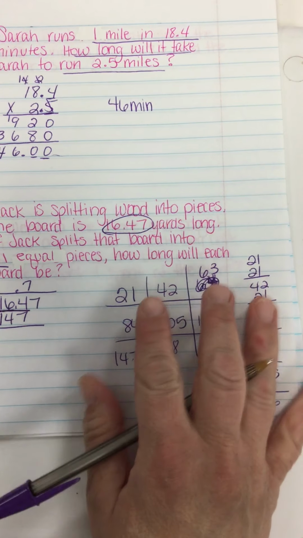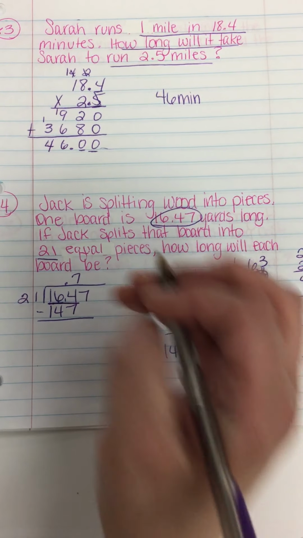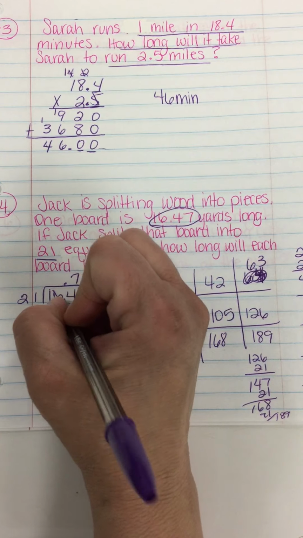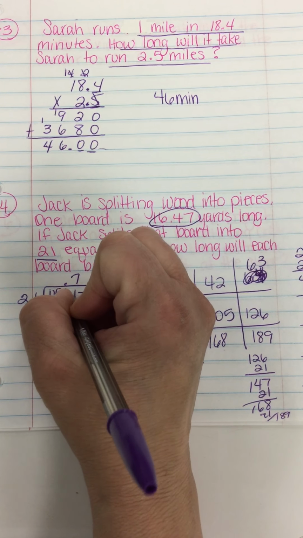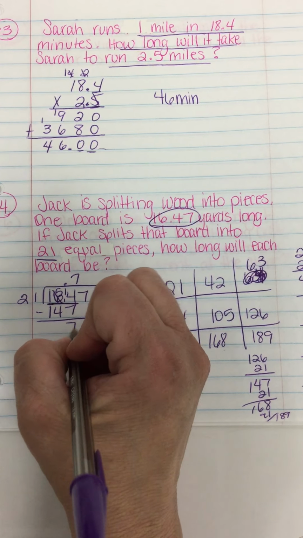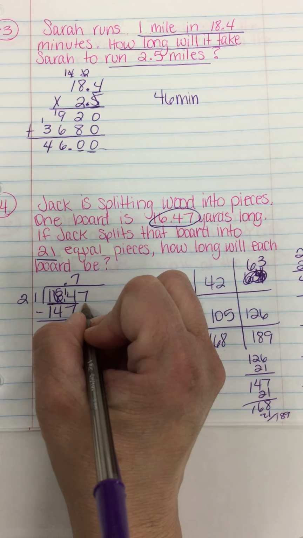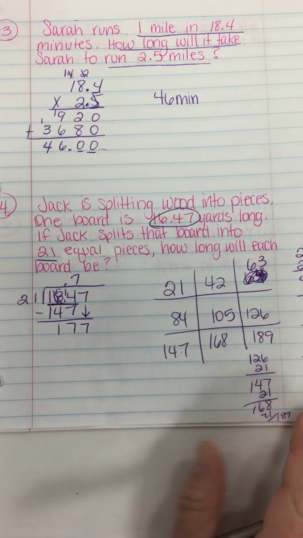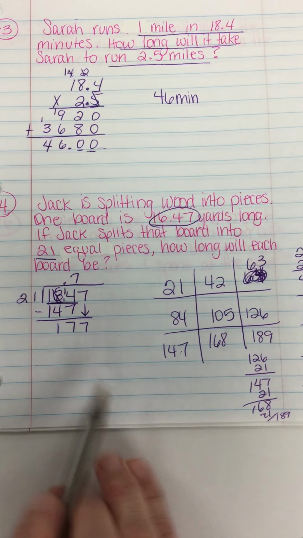And if I have 4, I can't take 7 away. So I'm going to borrow from the 6, make it a 5, and the 4 becomes 14. 14 minus 7 is 7. 5 minus 4 is 1. Bring down the 7. Okay, so we're looking for 177.